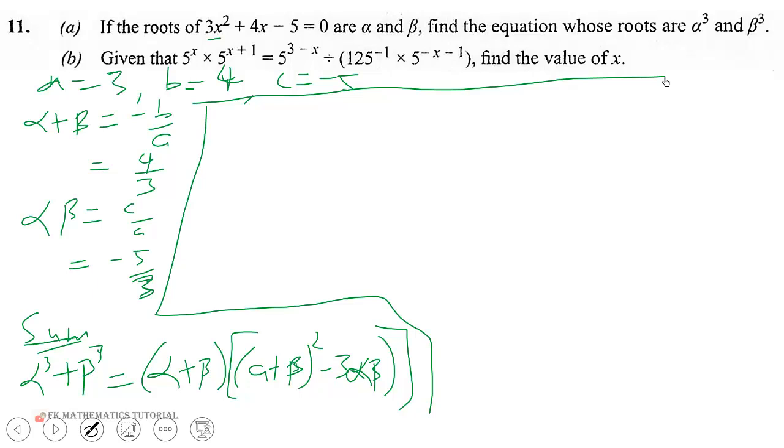Now we didn't have to substitute these values here. So the sum of new roots, alpha cube plus beta cube, will be equal to, we have -4/3. Then we have -4/3 all squared.